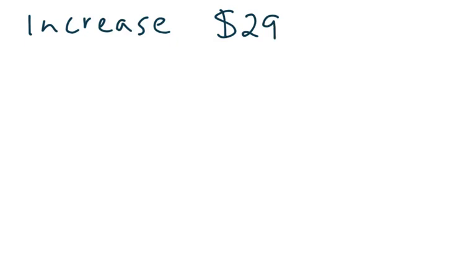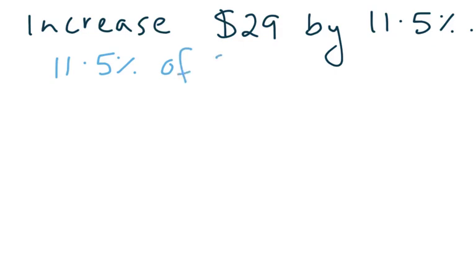The next example, I will do one using a calculator. So the second one could be increase $29 by 11.5%. So this one isn't one that you would be expected to do in your head because we've got 11.5% for a start and 29 is not a nice number. It's never going to give you a nice round answer. So we still have to work out the percentage first. We need to find 11.5% of 29.